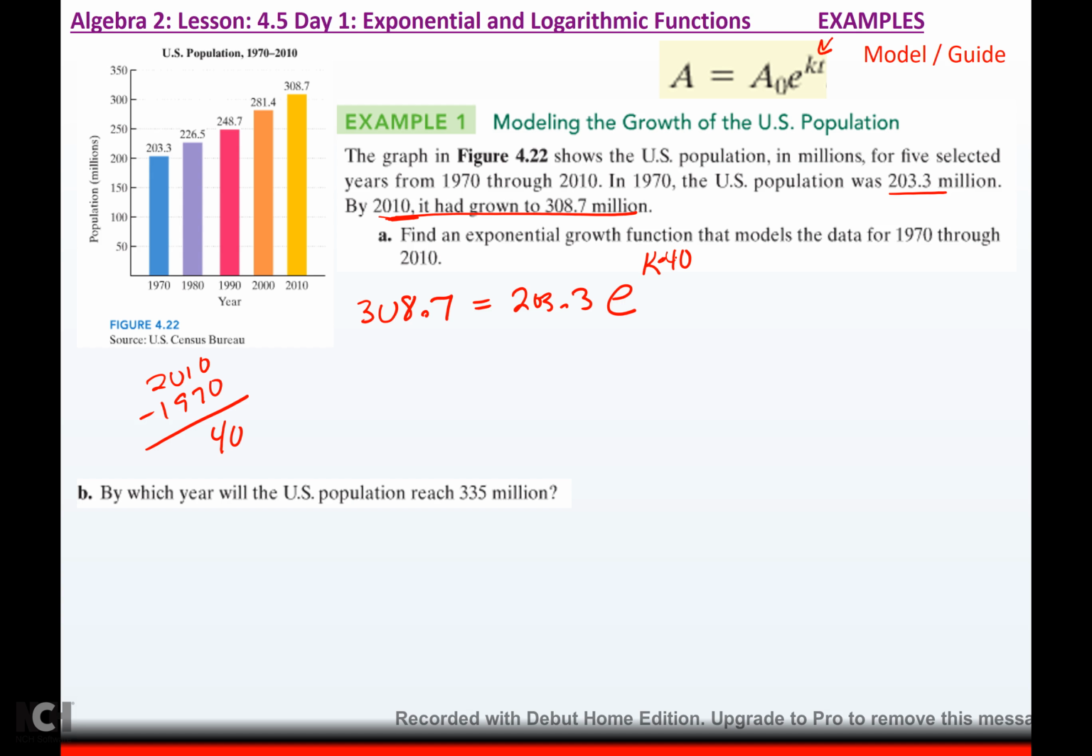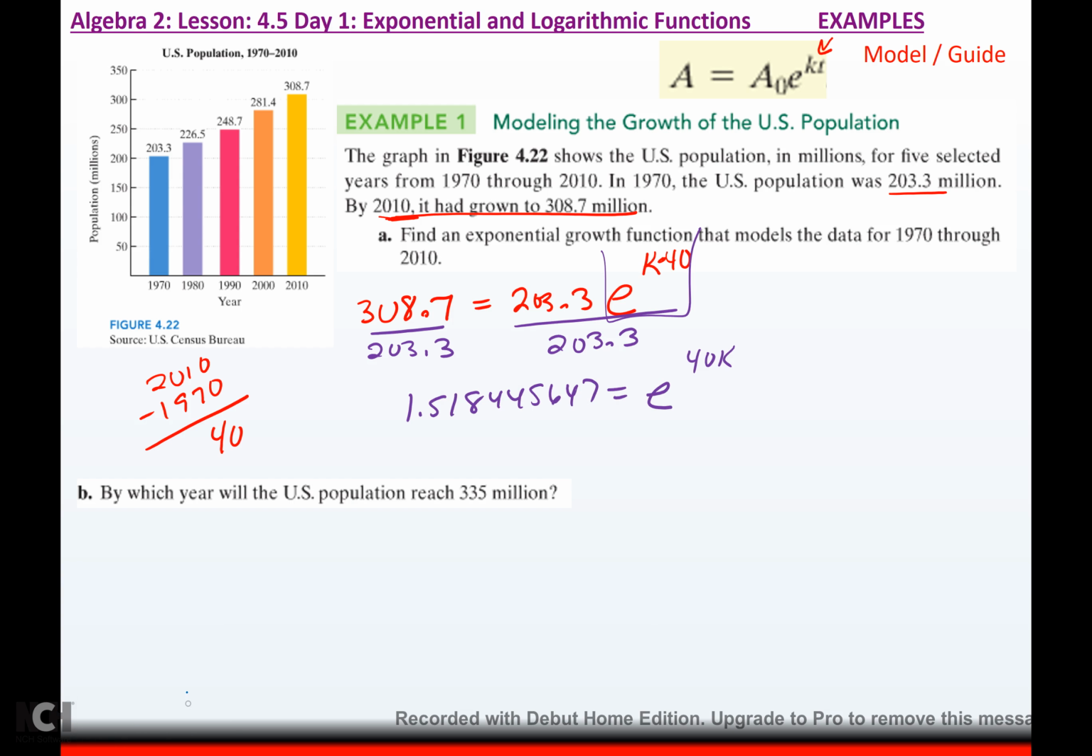Now I'm trying to solve for k, which means I need to get it out of the exponent, which means I need to isolate e. So I'm going to divide by 203.3. So 308.7 divided by 203.3 gives 1.51844567 equals e to the 40k.